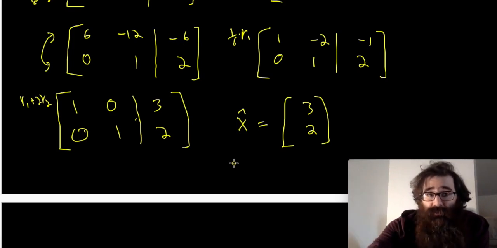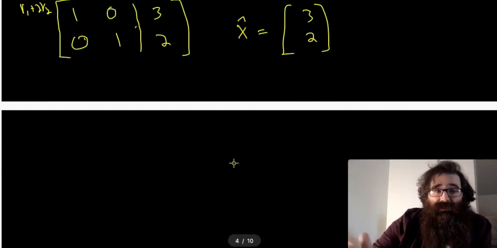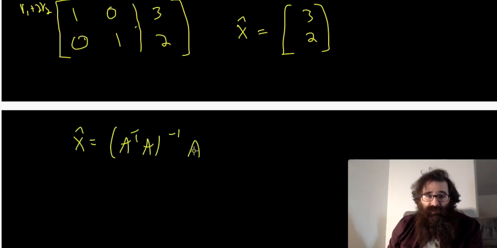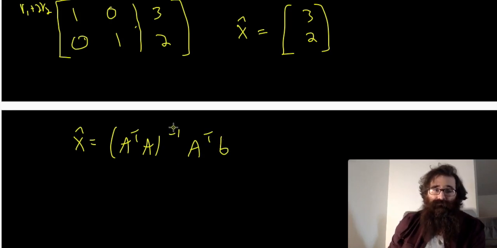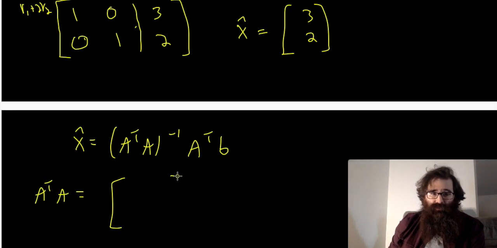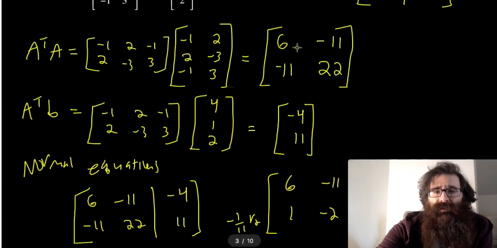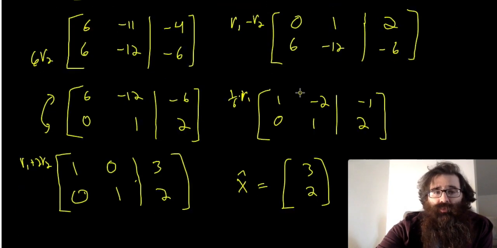Now, let's talk about solving directly using the inverses, because we said also that we can build x hat by doing A transpose A's inverse times A transpose B. And what do we have for A transpose A? Remember, that was our 2 by 2 matrix. Where was it? It was here: 6, negative 11, negative 11, 22.